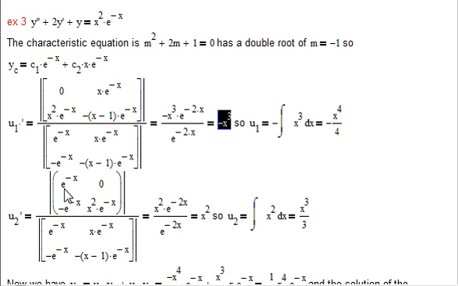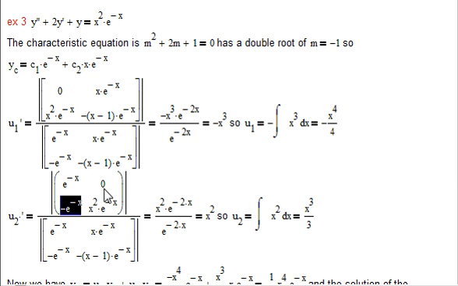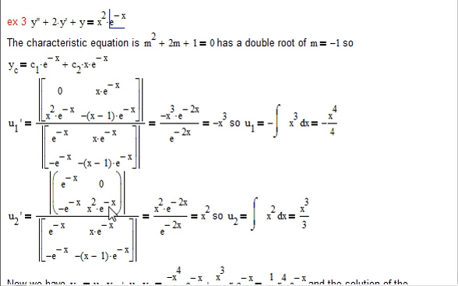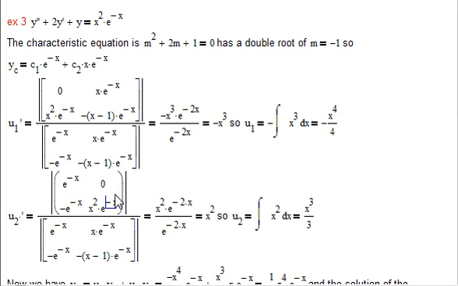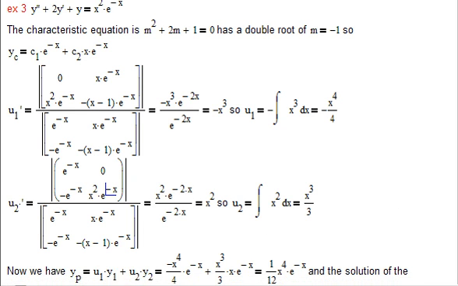Similarly for u2, here's our y1, here's y1 prime, here's 0, here's our f of x from the original equation, and we've got x squared e to the negative 2x when you multiply this determinant minus 0, of course. And then the denominator is the same, so we just wind up with x squared. So u2 is the integral of x squared dx, which is x cubed over 3.